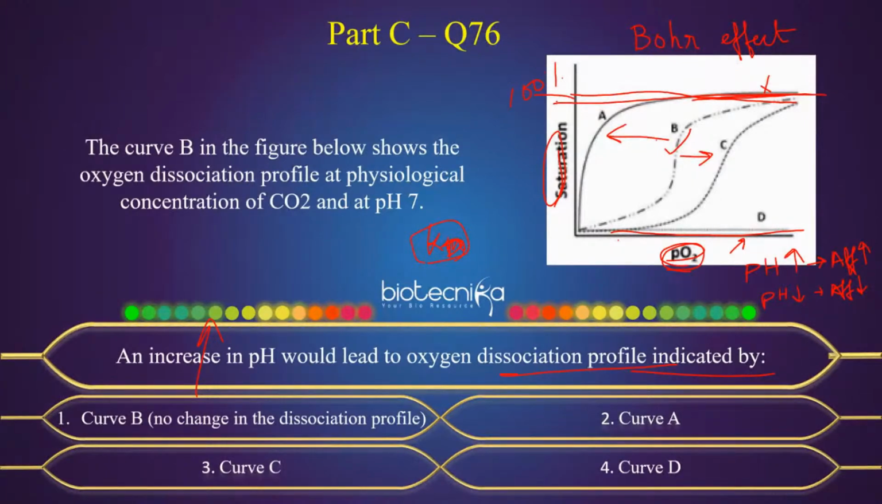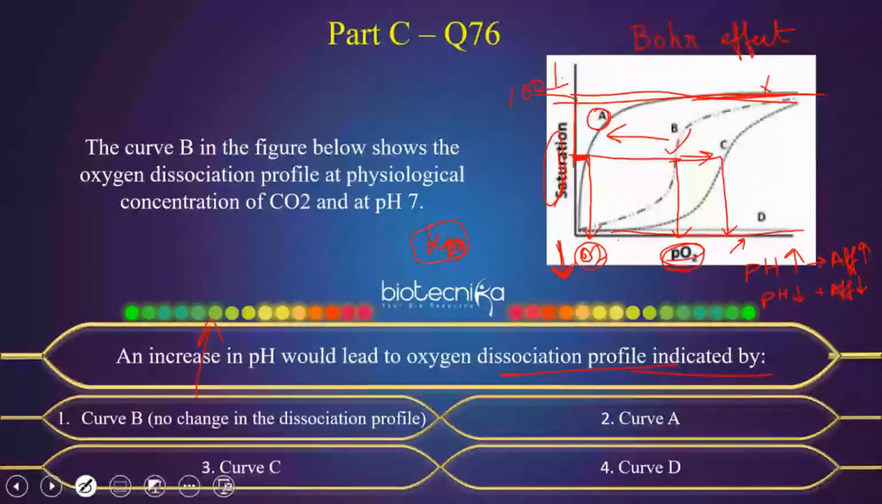So take 50% of that, and from 50% you can extrapolate the line and see how much oxygen is required to get that 50% binding. From here also you pull it down, from here also you pull it down. Now for all of them you are seeing, in graph A you need the least oxygen to get 50% binding. That means what? The affinity in graph A is more.